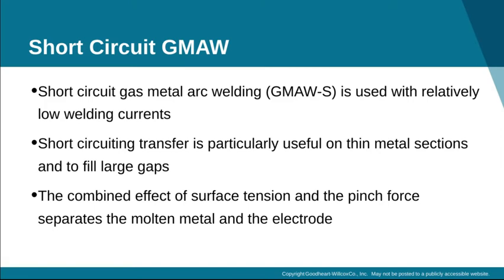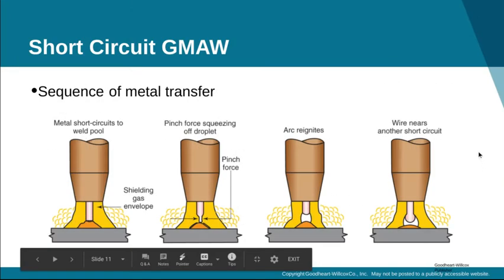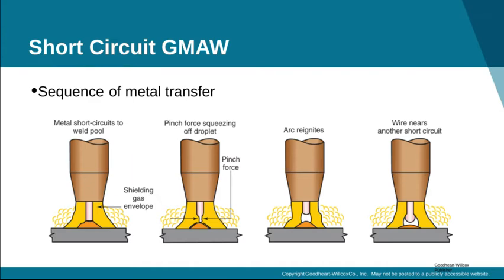The combined effect of surface tension and the pinch force separates the molten metal and the electrode. Sequence of metal transfer: metal short circuits to the weld pool, it pinches it off, then the arc rehits, and the wire nears another short circuit. That's why a good short circuit weld sounds like frying bacon, because it does that over and over again real fast. It makes a crackling noise.